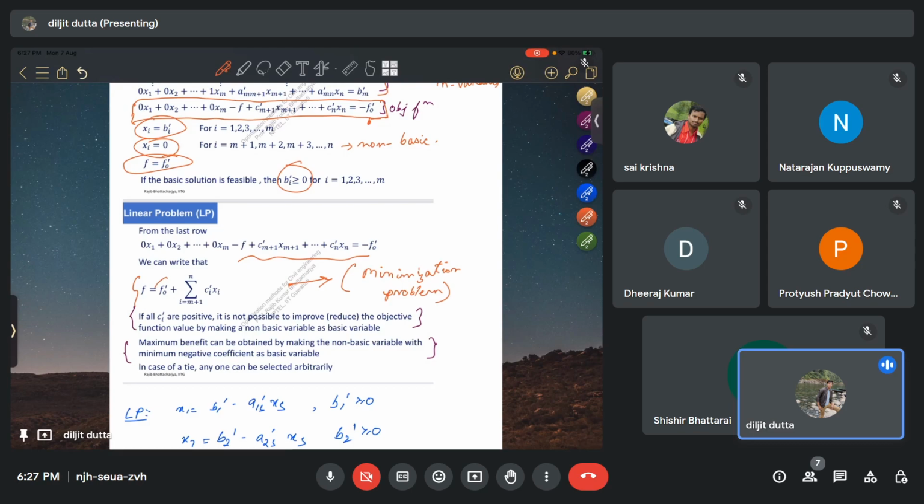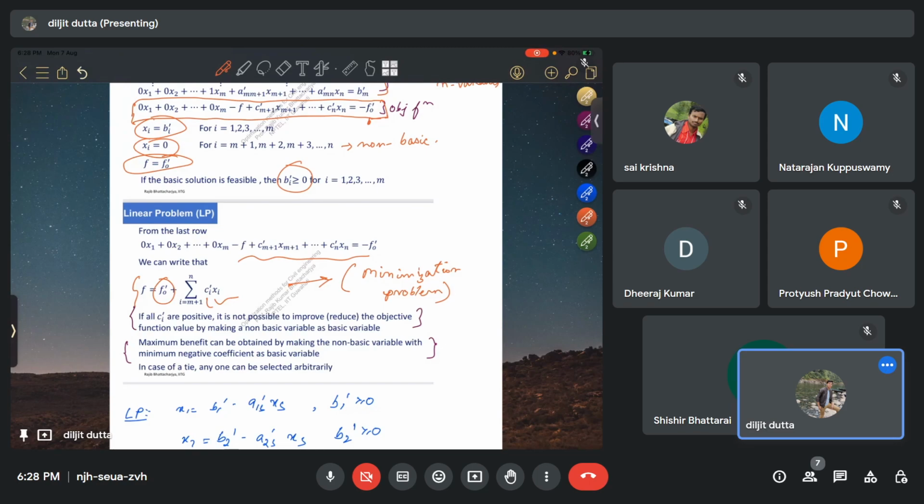Now here you can see we got some value of f naught dash, and if all the ci's are positive, that is, all the coefficients of the non-basic variables are positive, in that case we won't be able to improve, that is, make the solution more negative, because f naught is already positive, it has some value. If the xi's are positive and also the ci's are positive, then it will only add to the solution. By adding to the solution, we won't minimize it further. So we have already got the optimal solution.